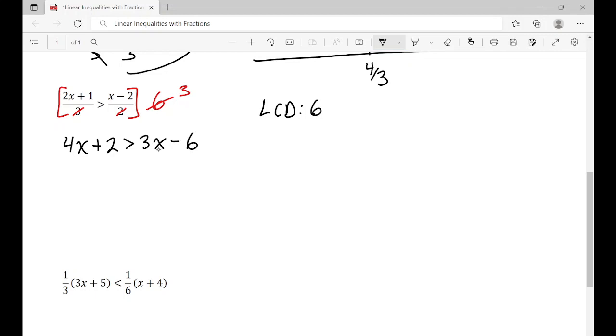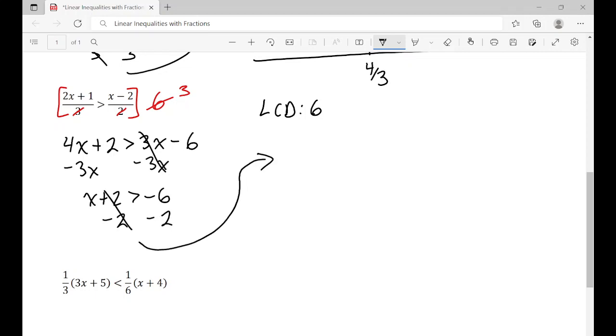Now again, I'm going to get all my x's to one side, so I'll subtract 3x over to the left side, which will give me x plus 2 greater than negative 6. And then subtract 2 from both sides, which will cancel out. And again, I'll just move this over for more space. I'm going to get x is greater than negative 8.